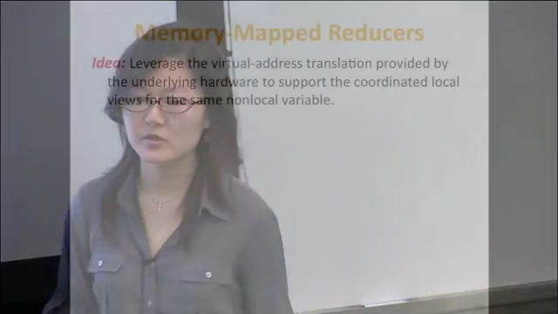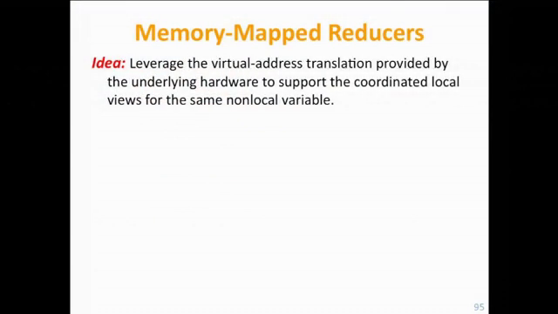Okay. So with the memory-mapped reducer, the high-level idea is that, given that the premise of a reducer is to have local views for some non-local variable, and you coordinate the access between them and combine them at the appropriate moment, wouldn't it be cool if you could leverage the virtual address translation provided by the underlying hardware to provide this mapping from the reducer to different local views for different workers? And so that's what we did.